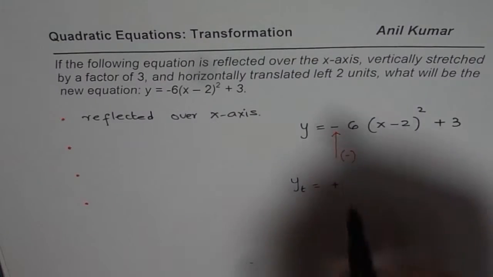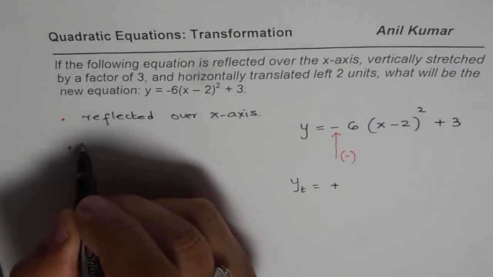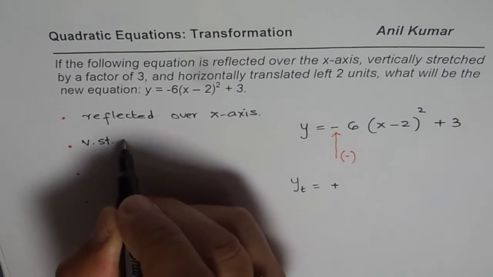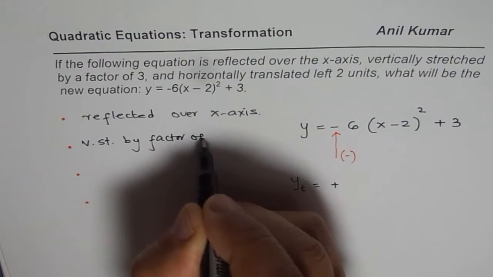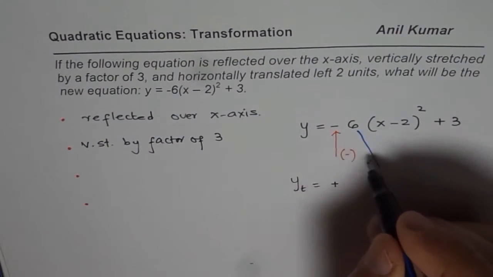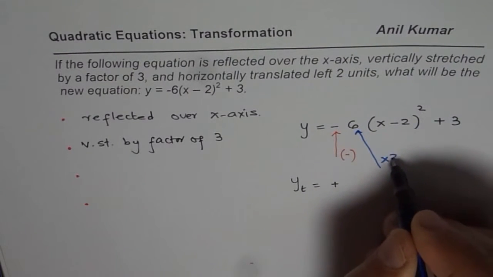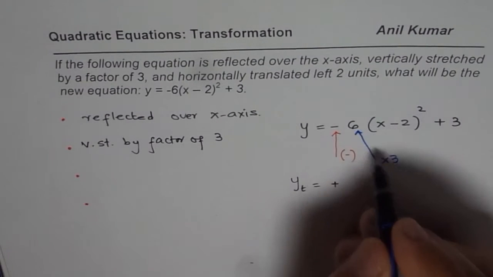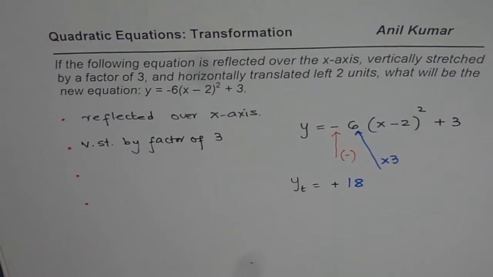The next part is vertically stretched by a factor of 3. In that case, what happens? In that case, 6 will get multiplied by 3, right? Times 3. So we get 6 times 3 as 18. So we get this part as 18. Correct.